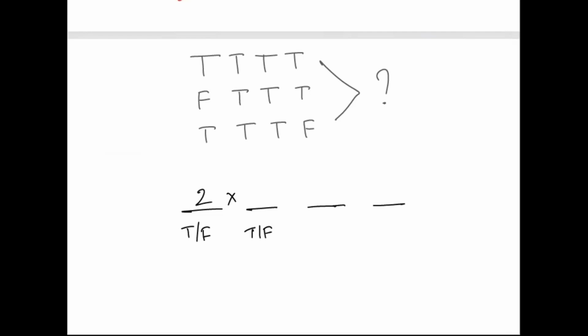Then again, you can mark this in 2 ways, that is true and false, which is again 2. And then true and false. And then true and false. Right? So you just multiply all this together. So you basically get how much? 16. So 16 is the correct answer.